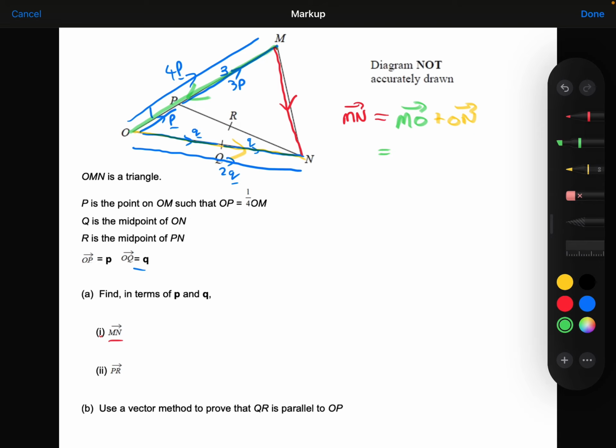Now, the M to O, I know that's 4P, but in the opposite direction. So minus 4P. The O to N, I know that's equal to 2Q and in the same direction, so just plus 2Q. And that can't be simplified, so that's my answer for MN.